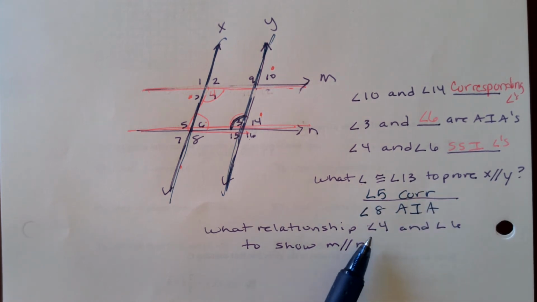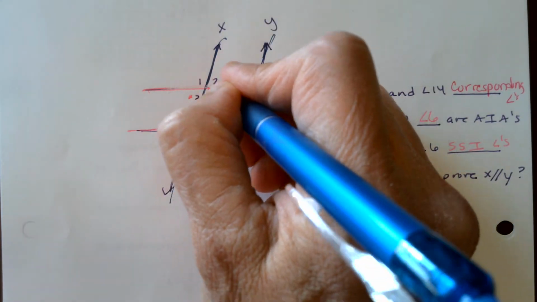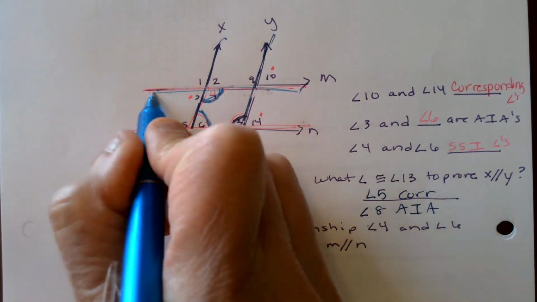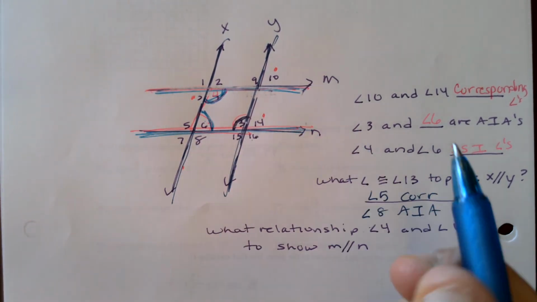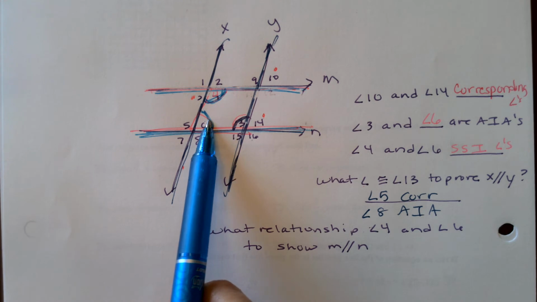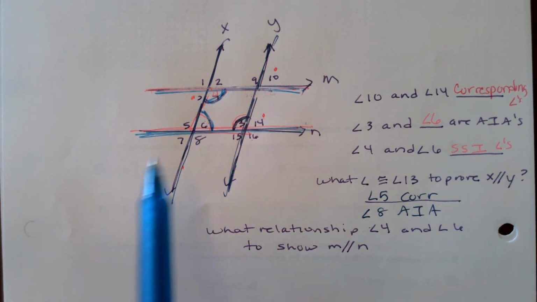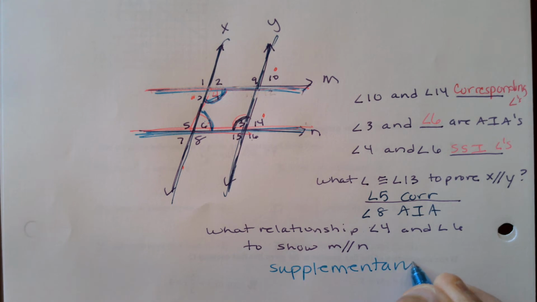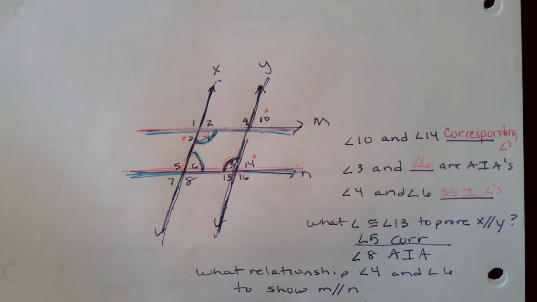What relationship do 4 and 6 have to have to prove m and n are parallel? What's the relationship between these two? Are they equal? No, they're same side interior, so they would need to be supplementary. They have to equal 180. Okay. Everybody got that? All right, back to this.